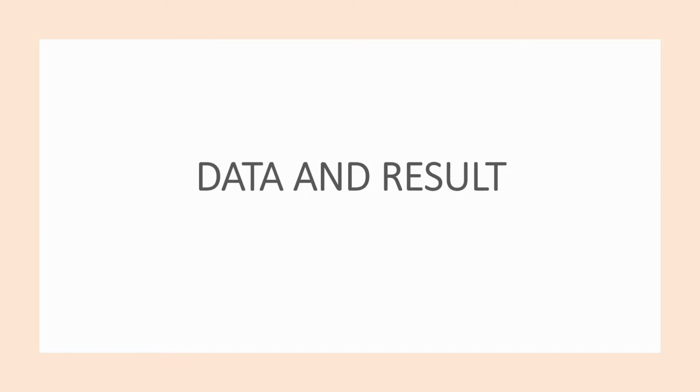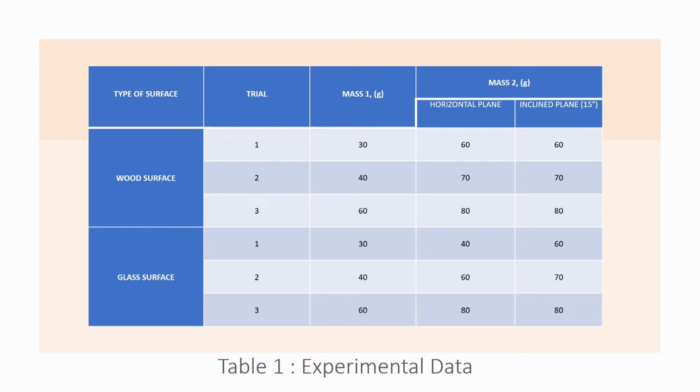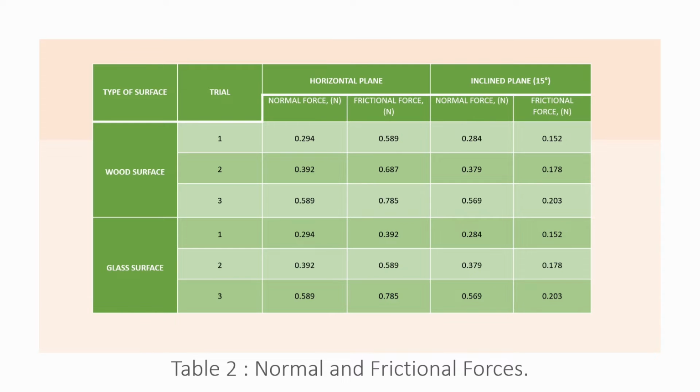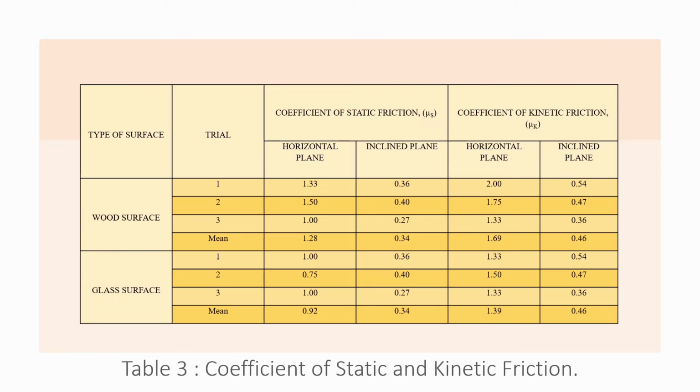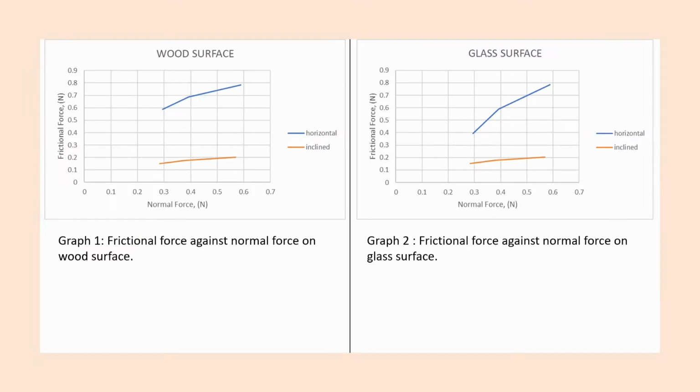Data and result. The data was collected from the experiment and was tabulated, and the forces were calculated. The coefficient of friction then was calculated using the formula. The graphs were then plotted to study the relationship between friction force and normal force.